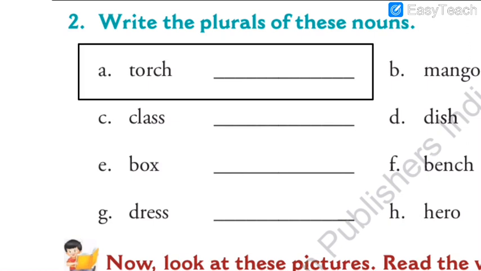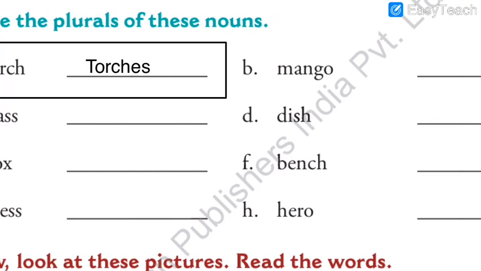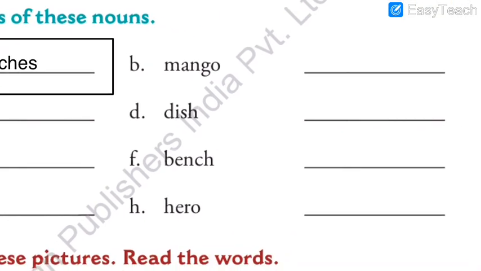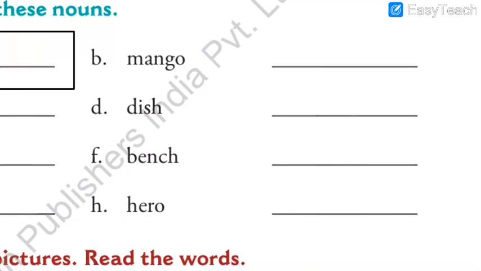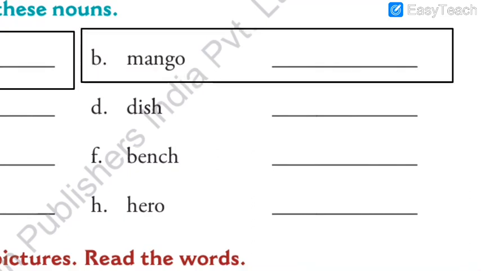We just need to add es, correct? So the answer will be torches. Wow, great. We already solved the first blank. Excellent. Let us jump on to the second blank, which I am going to bring in the center for you. Okay, so here is the second blank. What is the question? Let us read.